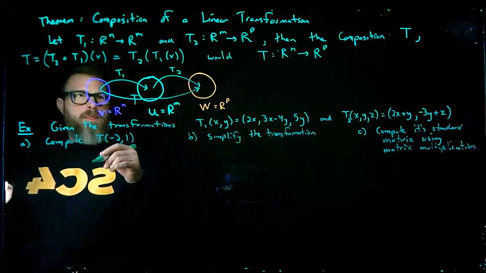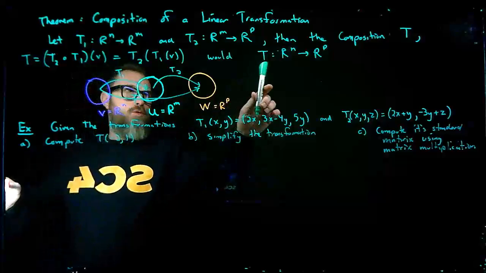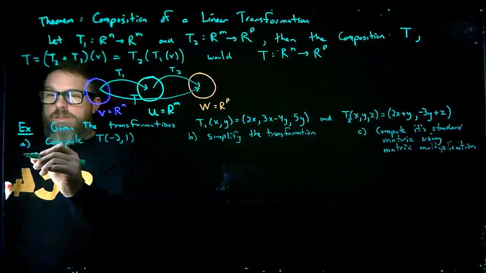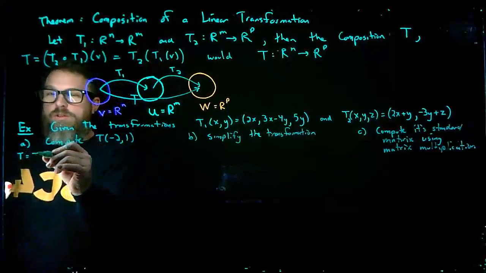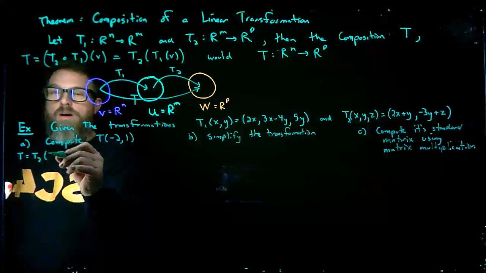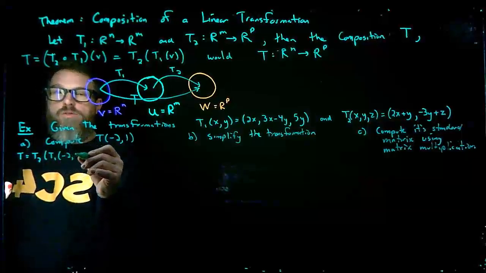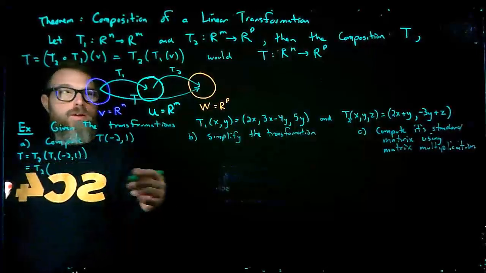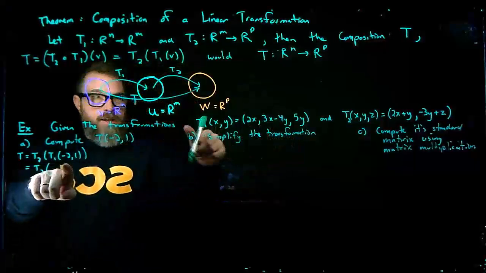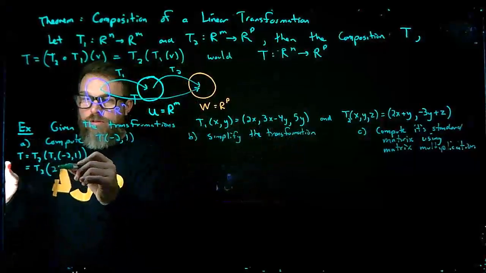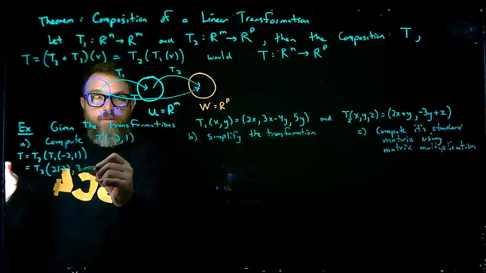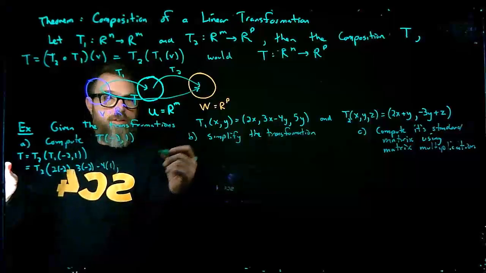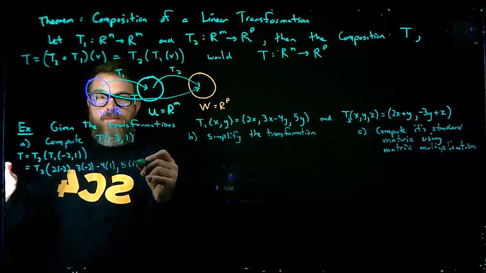So knowing that T is equal to this composition, T is equal to T2 of T1 of (-2, 1). I'm going to first plug (-2, 1) into this transformation. It says this is going to be 2 times the first component, so 2 times -2. And then I have 3 times the first component minus 4 times the second component. And the last one is going to be 5 times the second component, so 5 times 1.